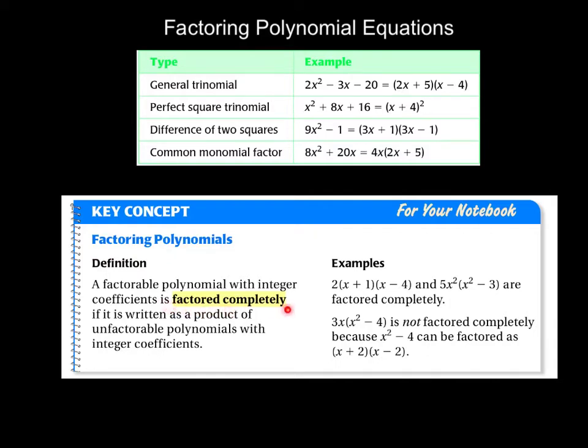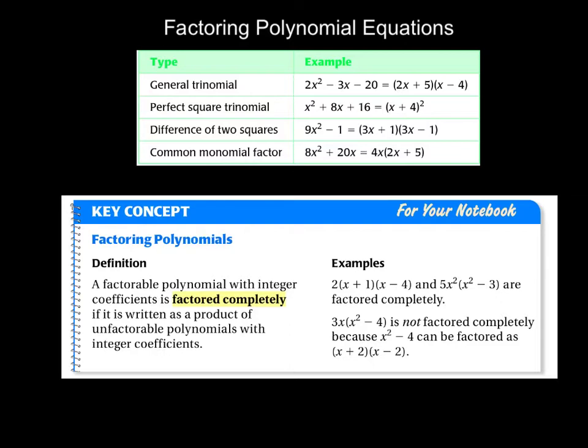So the key concept down here for factoring polynomials is just to make sure that the polynomial is factored completely. And that means it is written as a product of unfactorable polynomials with integer coefficients. So if we look at the examples here, 2 times x plus 1 times x minus 4, we can't break that down any further because x plus 1 and x minus 4 are factored down completely. And for the second here, 5x squared times x squared minus 3, that's also factored completely because we cannot factor x squared minus 3 into a simpler form.